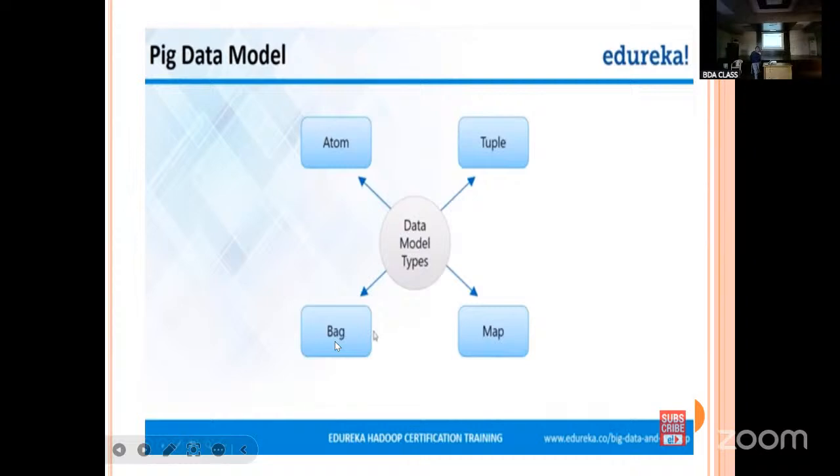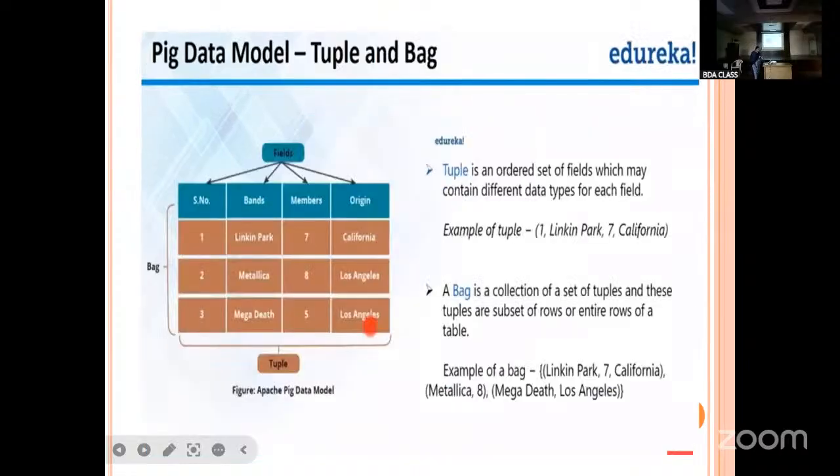Next, write down data model types. What are the different data models you are going to get? The first one is the atom. The next one is a tuple. Next is a bag. And the next one is the map.